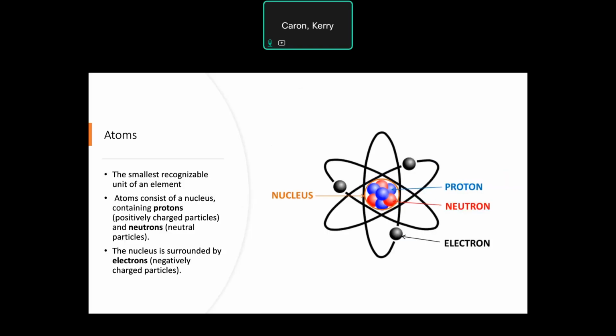An atom, again, is the smallest recognizable unit of an element. And within an atom, you've got some protons, which are the positively charged particles. Neutrons are neutral. And electrons are very, very tiny, and they are surrounding the nucleus that contains the proton and neutron. They're flying around that nucleus, and they are negatively charged.